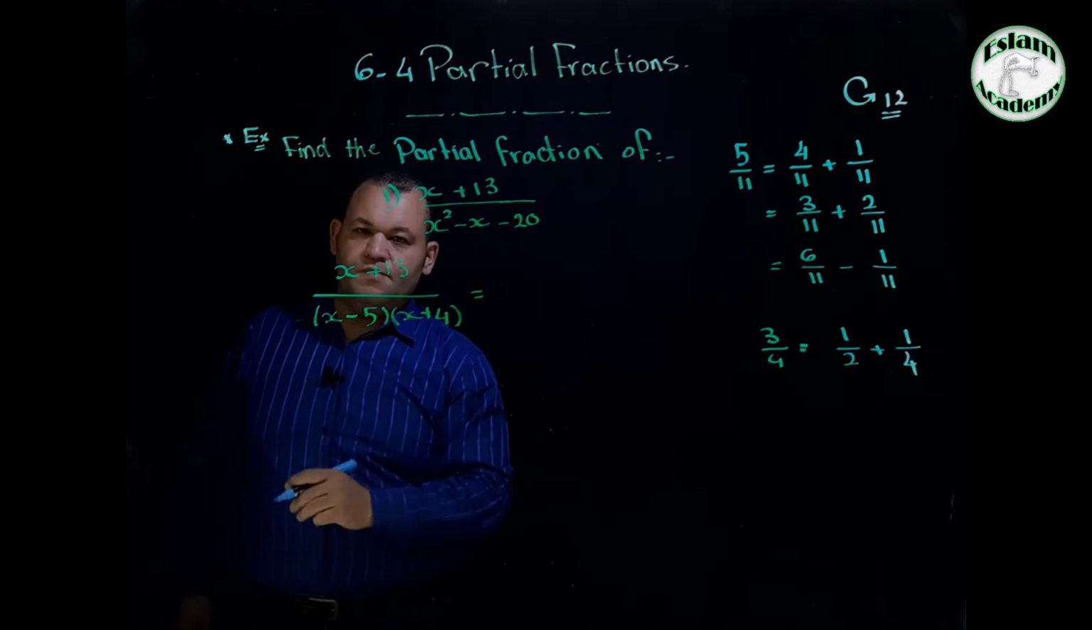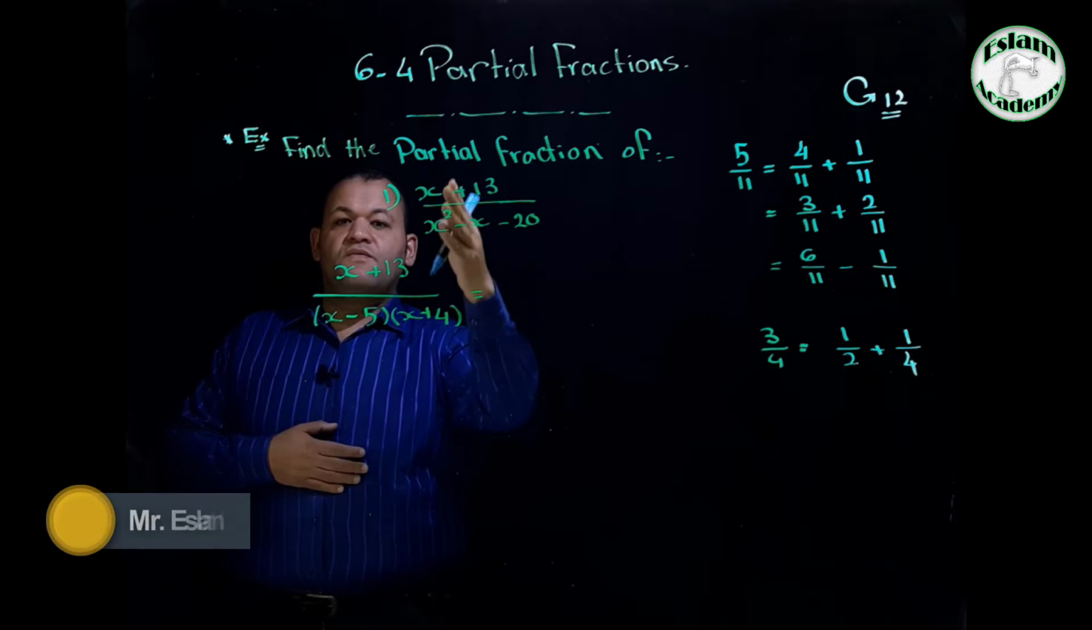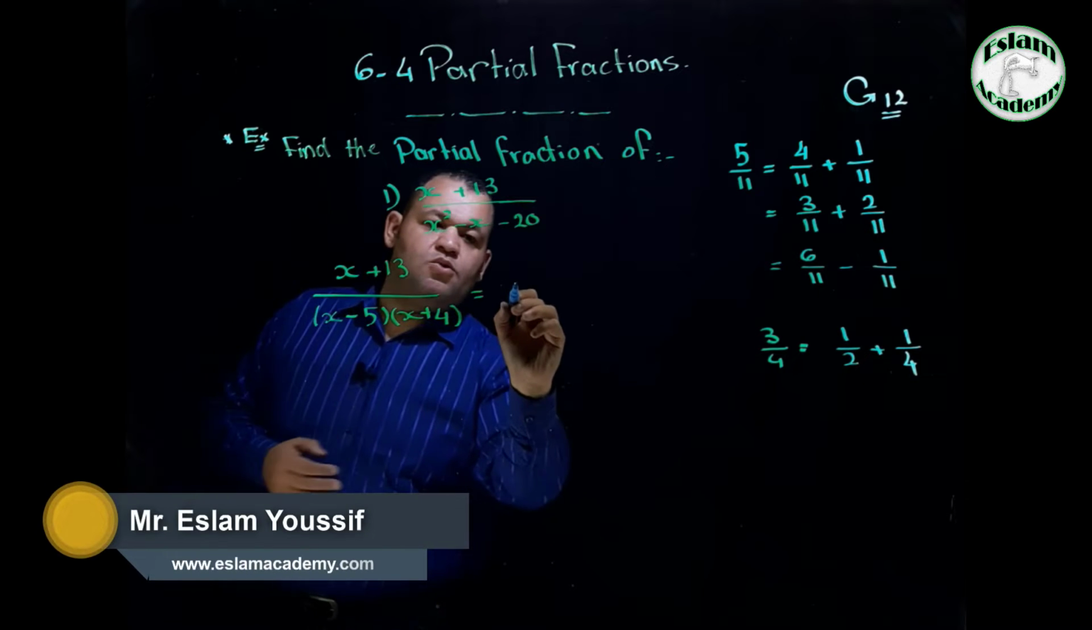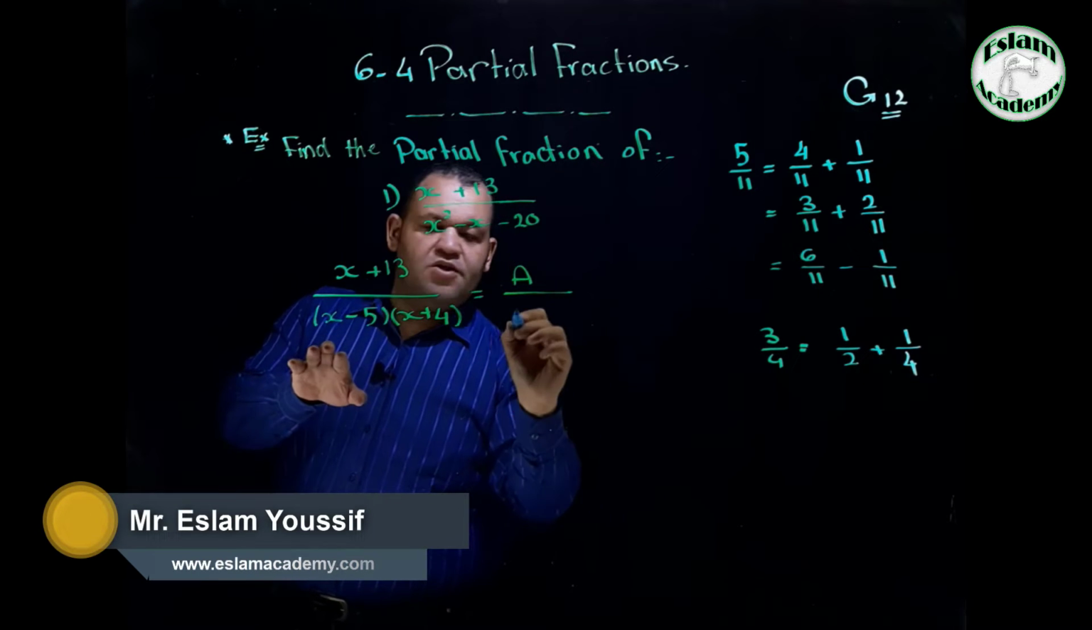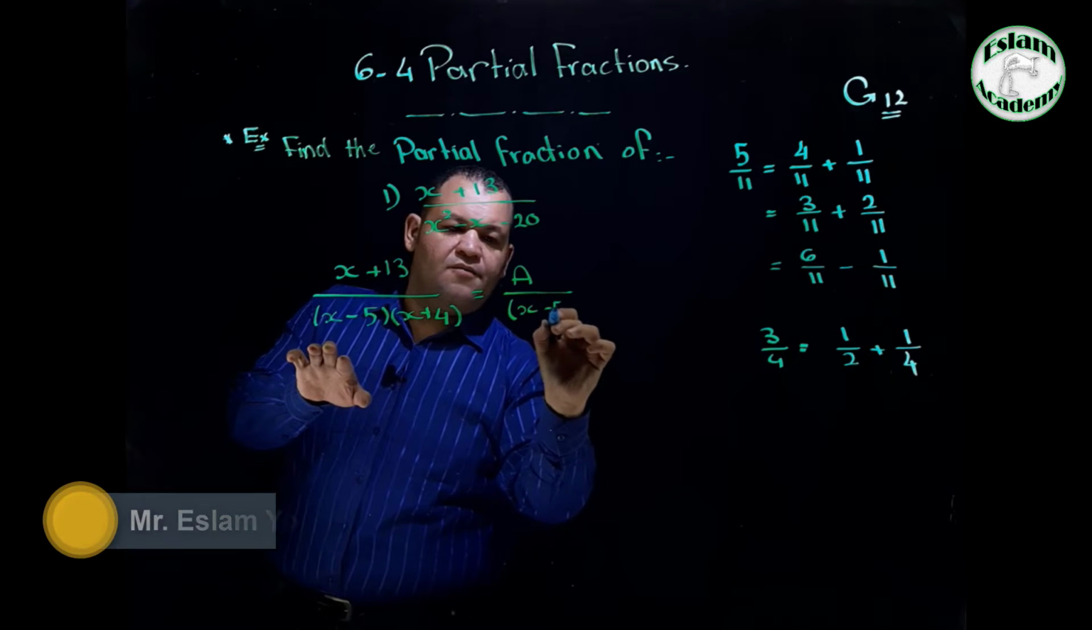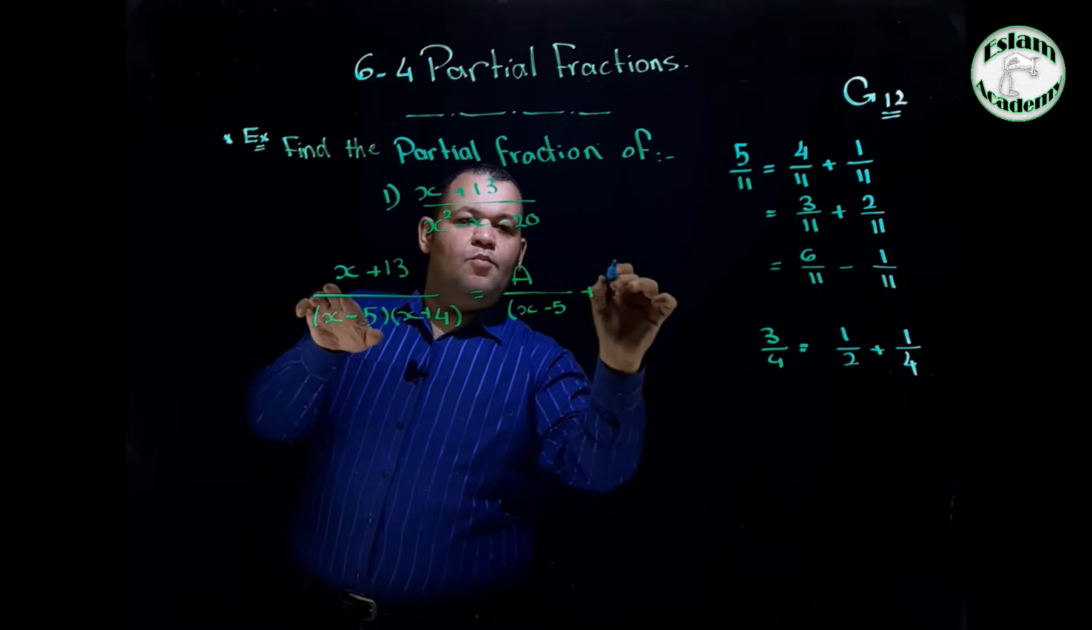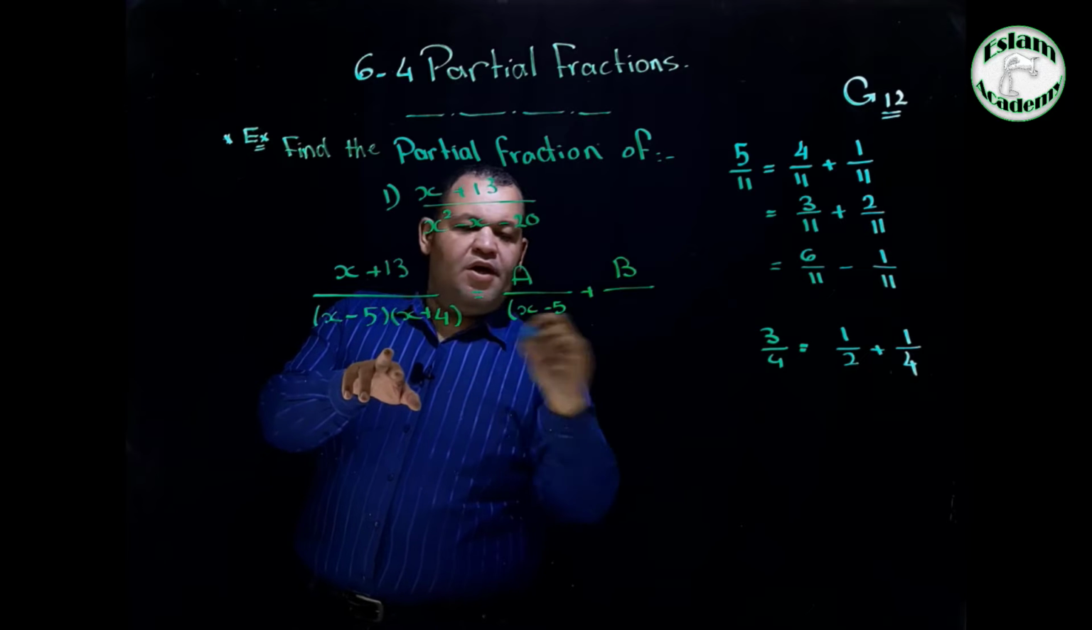Then we write equal. Because the degree of the numerator is the first degree, we can say that it will be equal to a over the first factor, which is x minus 5, plus b over x plus 4.